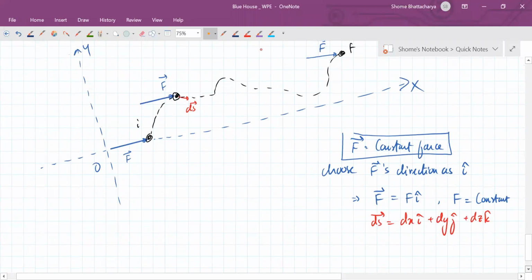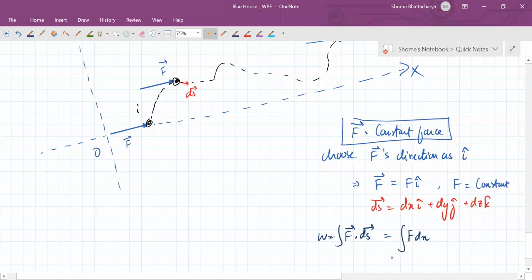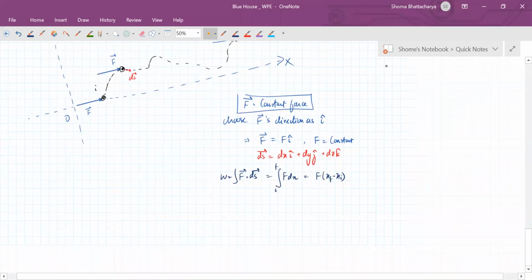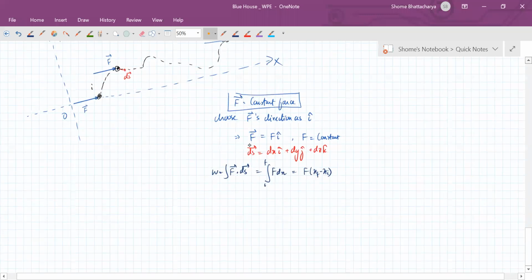Okay. So now when we apply the definition of work done, that it is integration of F dot ds, when we take the dot product of these two, we will get integration of F dx from initial position to final position. So that is F into x final minus x initial. Now this thing is nothing but the dot product of force and displacement, because the net displacement from initial to final position is going to be this vector here.